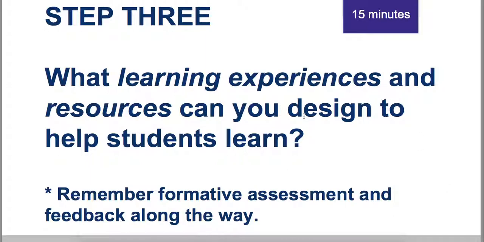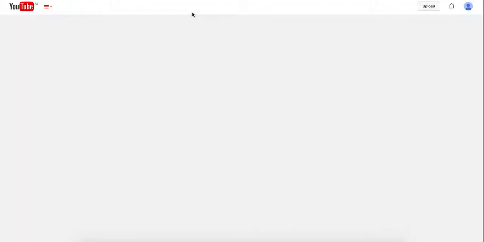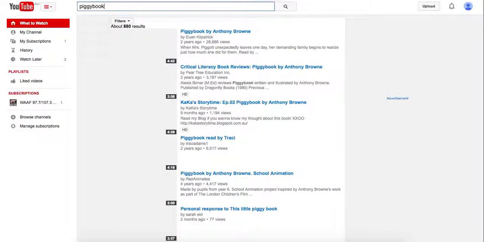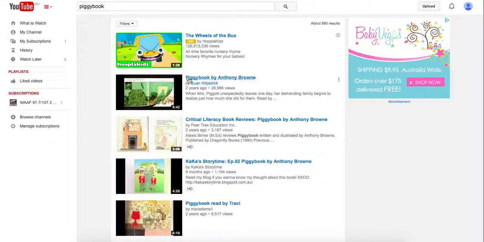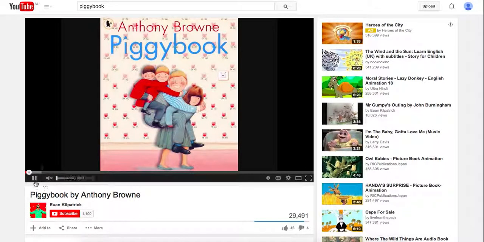That's a bit of an aside. The main point here is that next step you make a list of the kinds of activities and resources. So for example, in this unit, I would recommend using a book, Piggybook. Now I'll just pull it up on here. So I won't play the whole thing, but I'll talk through it briefly.